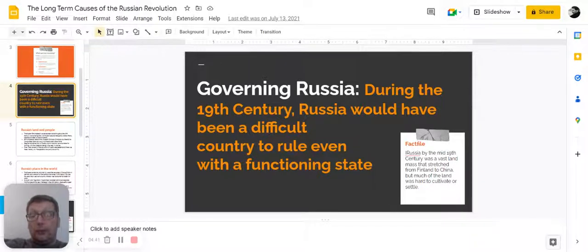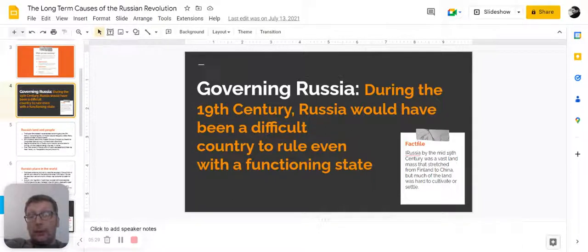Okay, so here's something to bear in mind. Governing Russia during the 19th century, Russia would have been a difficult country to rule, even with a functioning state. There are some countries that are presented with huge challenges, and they need to have highly competent governments in order to survive them. If you think about the governments that survived the Second World War, for example, presented with what we call existential challenges, the possibility of being wiped off the face of the earth. And yet only through very strenuous and efficient administration did they survive, Britain particularly. Russia, by the mid-19th century, is not run in that way.